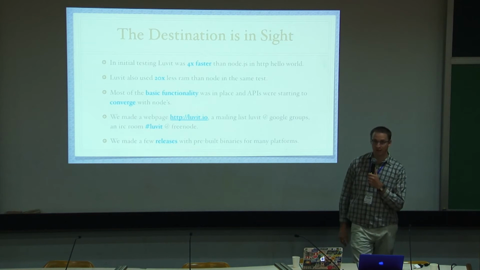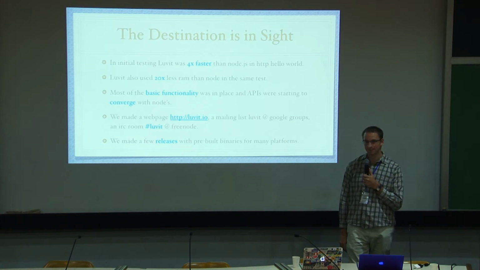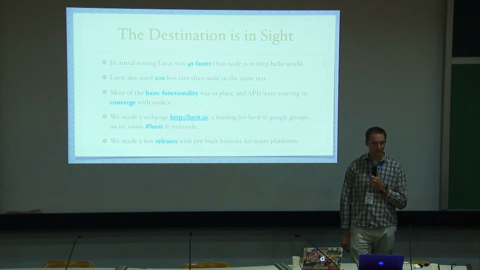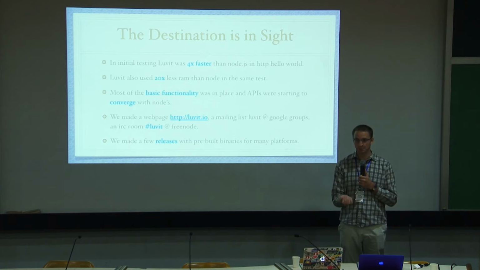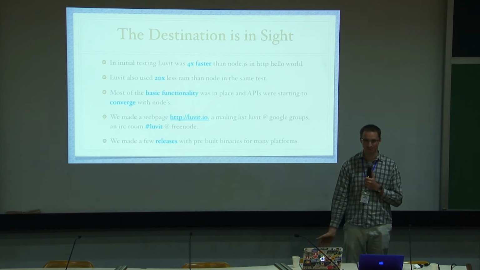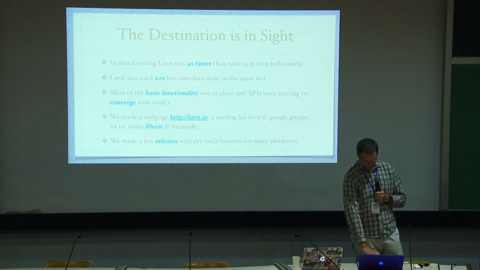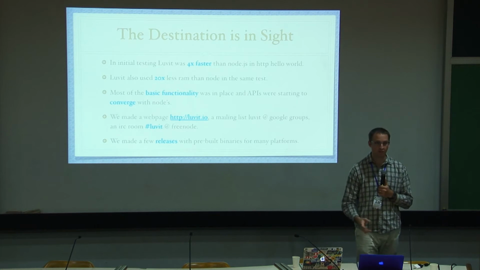Luvit was 4 times faster than Node.js and used 20 times less RAM. And on mobile devices like my Raspberry Pi or my tablet, the process started instantly, like 100 milliseconds or less, whereas Node would be 4,000 milliseconds or something ridiculous. And we pretty much had a clone of Node in Lua.